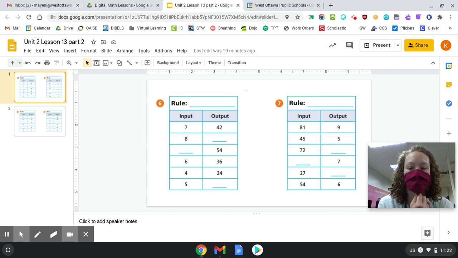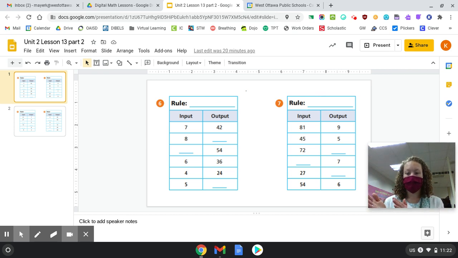So this is practicing with input-output tables. You should have already watched the previous video about input-output tables. Input-output tables are where we have a rule. Something is going to be done to our input number to get our output number. So your job on each of these tables is to figure out the rule and figure out any missing numbers in the table.